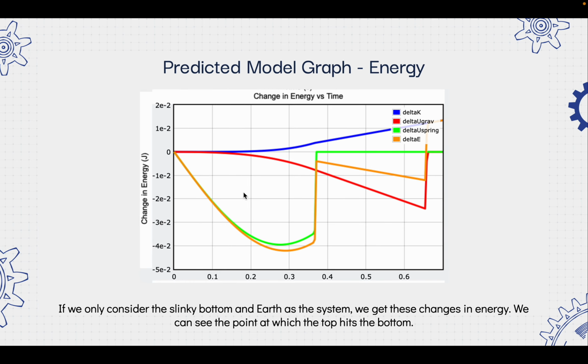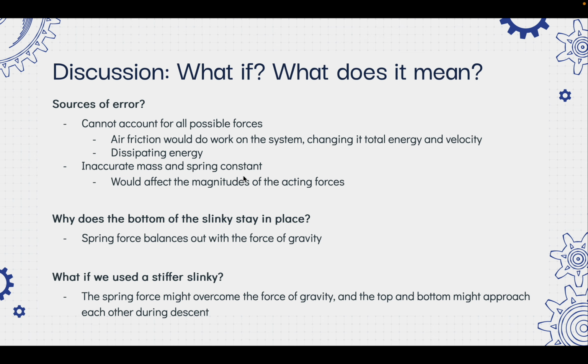So if we consider only the Slinky bottom and Earth as the system, we get these changes in energy. I chose the Slinky bottom as part of the system and not the Slinky top because I wanted to see how the energy changed when the top was exerting some force on it. So here we have the moment when the top hits the bottom. As you can see, the potential spring energy goes to 0, and the change in energy also lowers quite a bit.